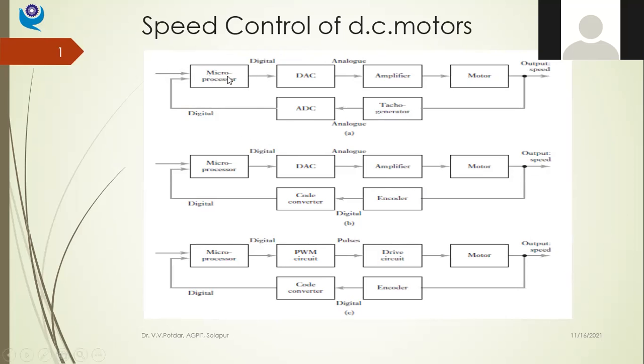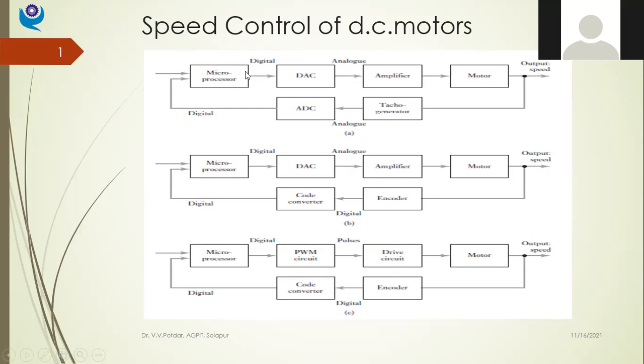So the microprocessor compares these two signals, and whatever is the error, equivalent to 500 RPM, the microprocessor will generate the digitally equivalent signal corresponding to an error of plus 500 RPM. That is, the speed of the DC motor is to be increased from 2500 RPM to 3000 RPM. That equivalent digital signal will be generated by the microprocessor.